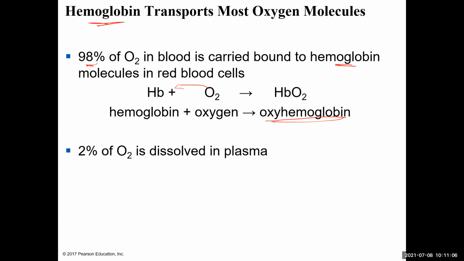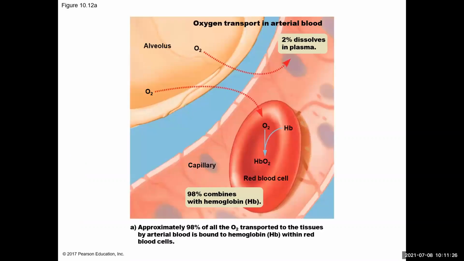And then you actually can have a small percentage of oxygen dissolved in the plasma. Because it's a gas, it can dissolve in a liquid. And so you'll have about 2% of the oxygen in our blood in the form of dissolved oxygen in the plasma itself. But again, most of that oxygen is going to be bound to the hemoglobin itself. And here we have an image showing that relationship. So oxygen coming in from the alveolus, binding with that hemoglobin, making that oxyhemoglobin. And then you have that small percentage coming in and just floating around in the plasma.